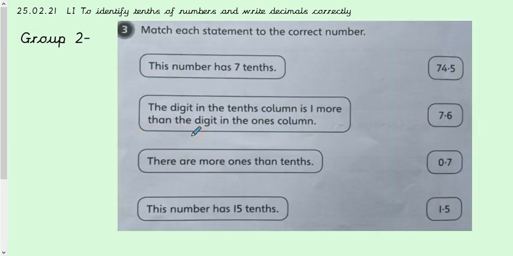The next one then, group 2, match each statement to the correct number. So this number has 7 tenths. So therefore we're looking for a number with 7 tenths in the tenths column. So this one has 5, this one's 6, this one's 7. Therefore it must be this one.